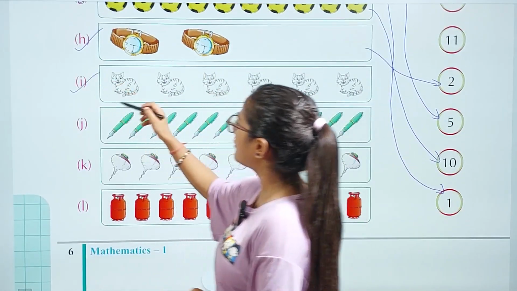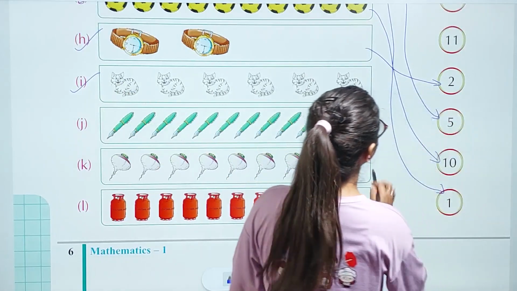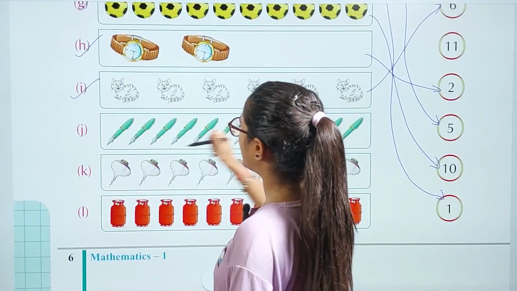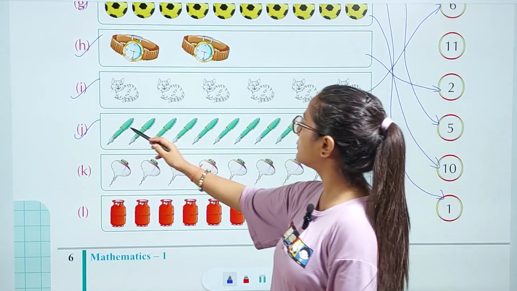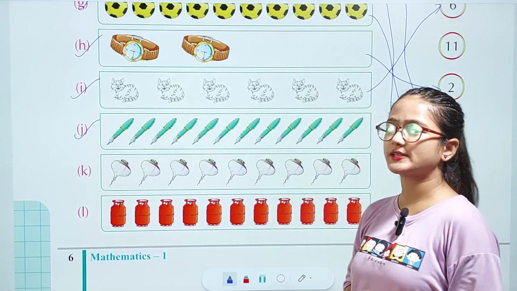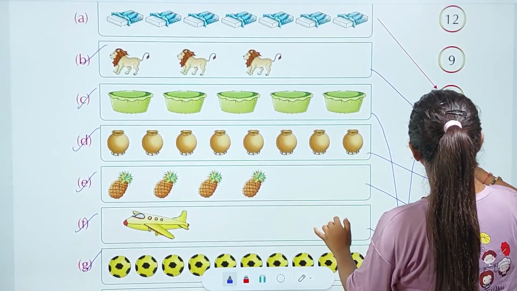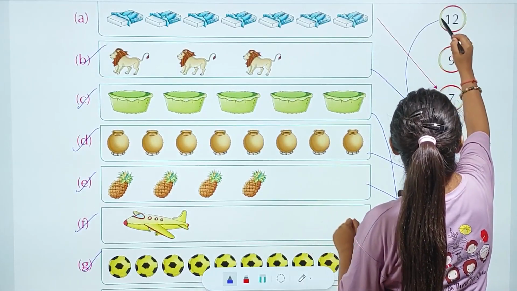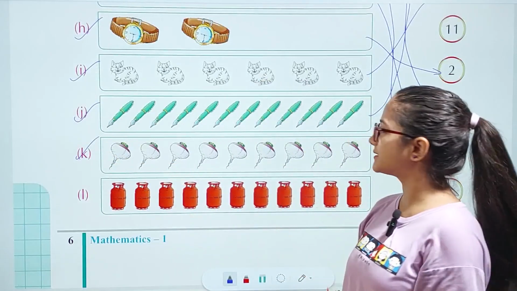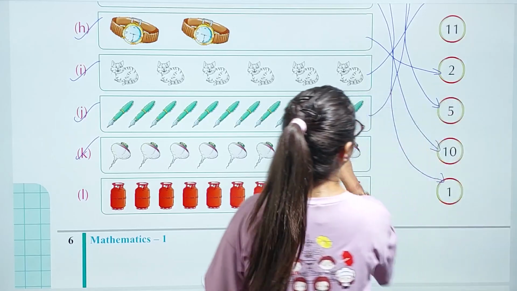Next one, how many cats are there? 1, 2, 3, 4, 5, 6. 6 cats. So match with 6. Next, how many pens are there? There are 1, 2, 3, 4, 5, 6, 7, 8, 9, 10, 11, 12. 12 pens are there. Okay, so match with 12. Next, how many turnips are there? There are 1, 2, 3, 4, 5, 6, 7, 8, 9. 9 turnips are there. So match with 9.